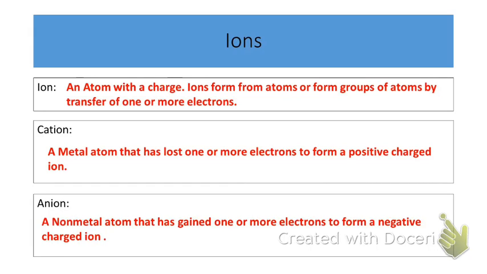Alright, so cations. A cation by definition is a metal atom that has lost one or more electrons to form a positively charged ion. Whereas an anion is a nonmetal atom that has gained one or more electrons to form a negatively charged ion. So let me give you some examples here.